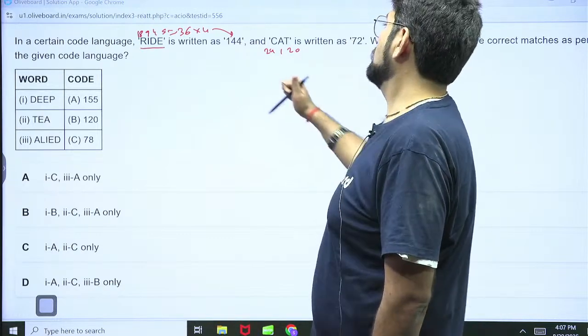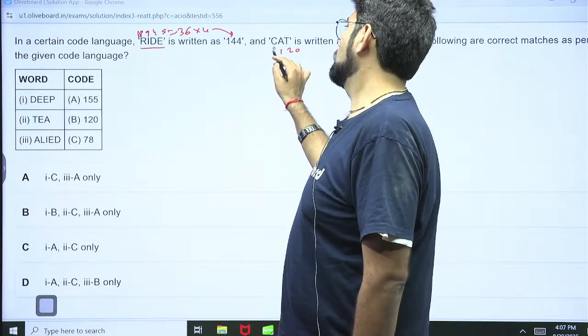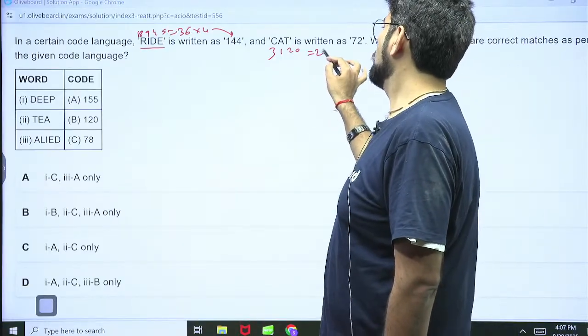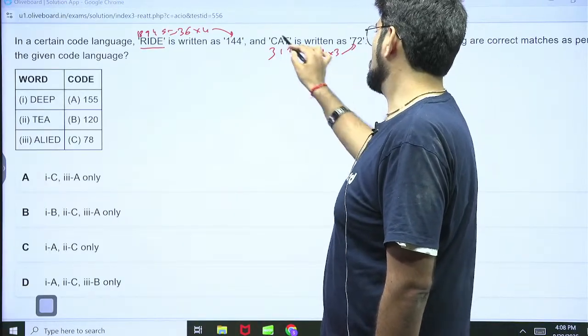Oh, sorry, what am I doing here? Oh God, I'm writing the reverse place value. Yeah, so this is 24, and 24 into 3 is 72. Perfect, number of letters again.